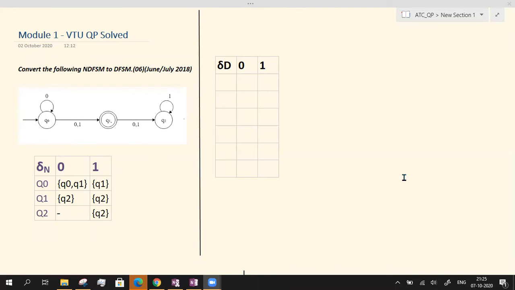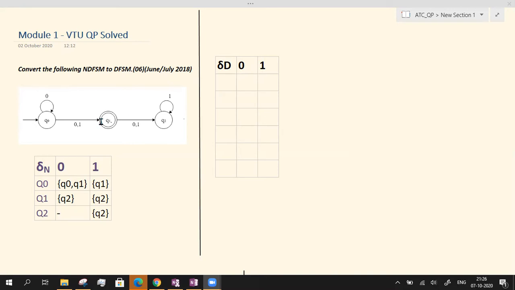Now I started making a series of videos which is solving the VTU question paper in the subject Automata Theory and Computability. This is my second video. In this video, we are going to discuss how to convert non-deterministic finite automata into deterministic finite automata.